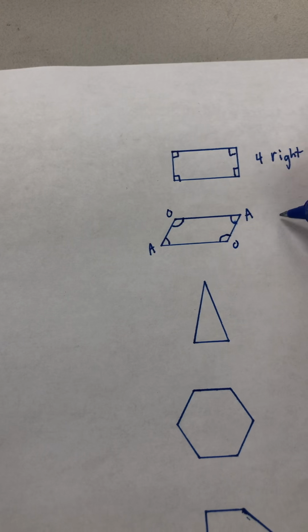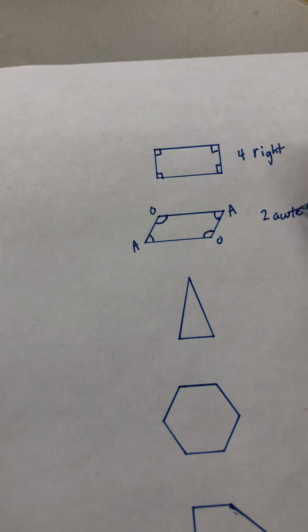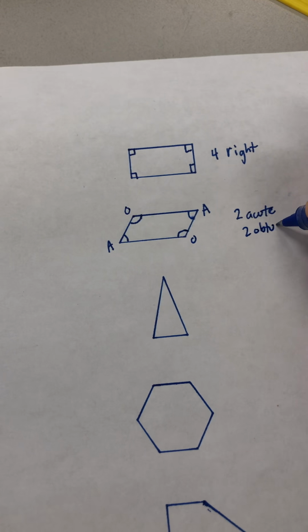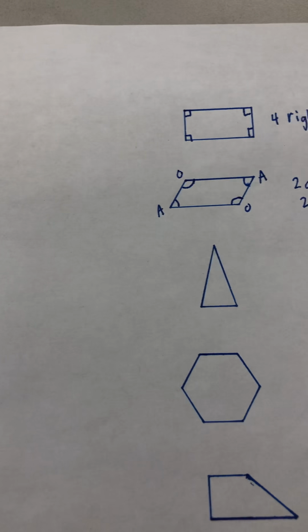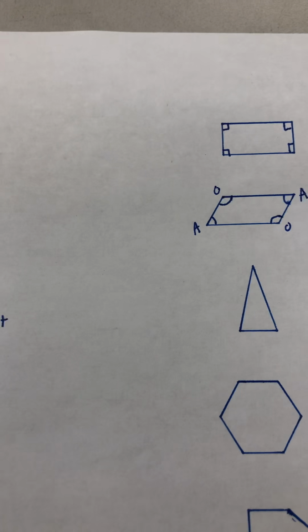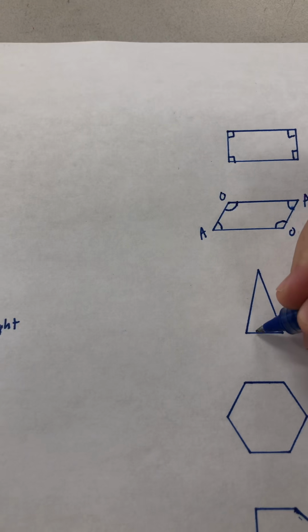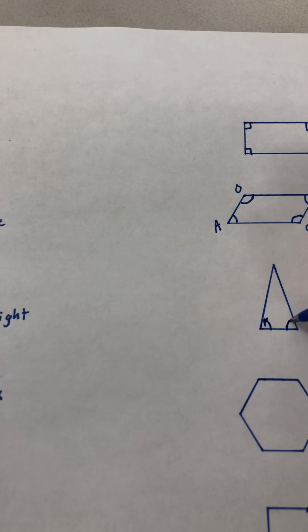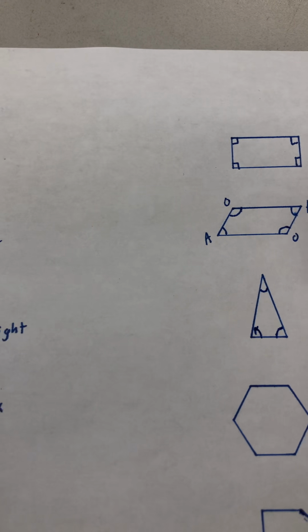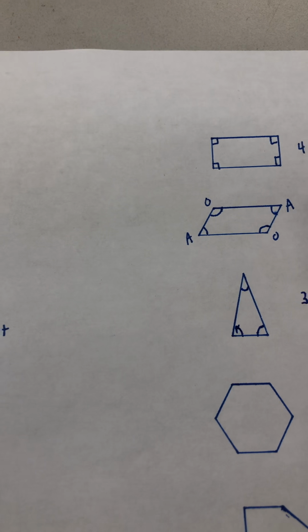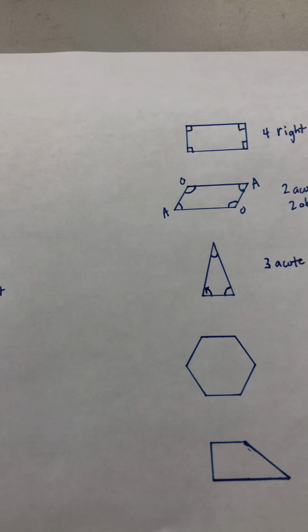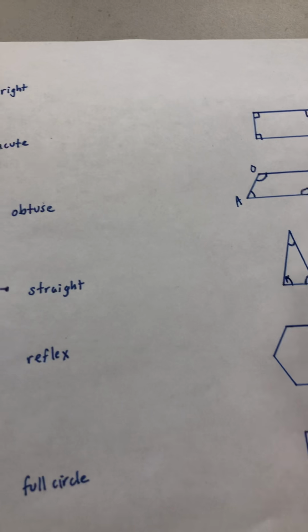So this would have 2 acute and 2 obtuse angles. All right, this triangle that I have here, those are all acute angles. It's 3 acute angles.